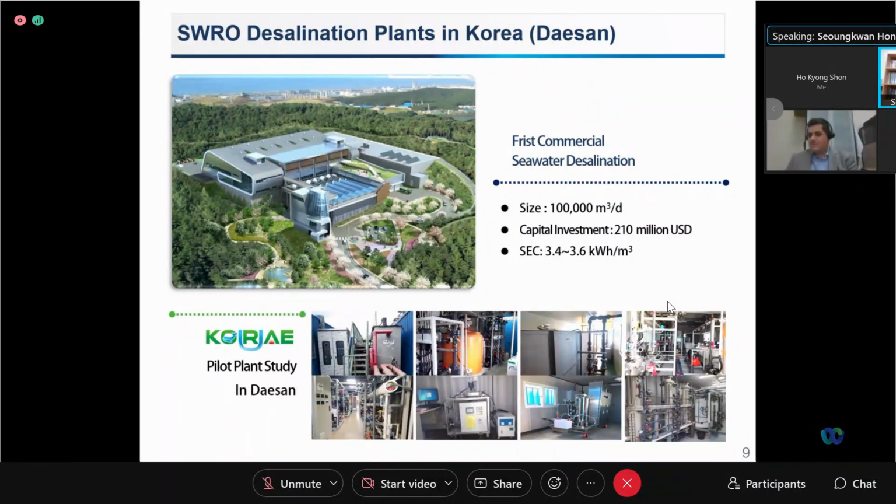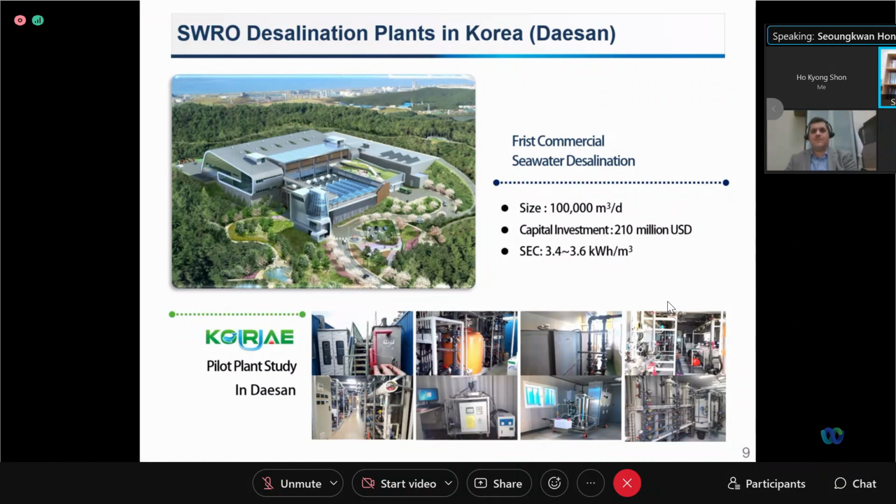In Korea now, the first commercial SWRO desalination plant is being constructed in Daesan, which is a large petrochemical industrial complex. This plant has a size of 100,000 cubic meters per day, with a capital investment of $210 million US. Again, low carbon and low energy is one of the objectives of this plant. And the SEC that we are targeting is about 3.4 to 3.6 kilowatt hours per cubic meter of water produced.